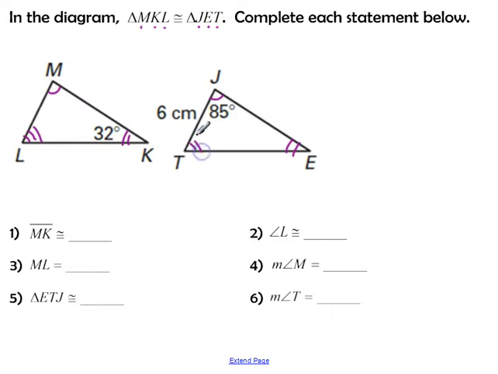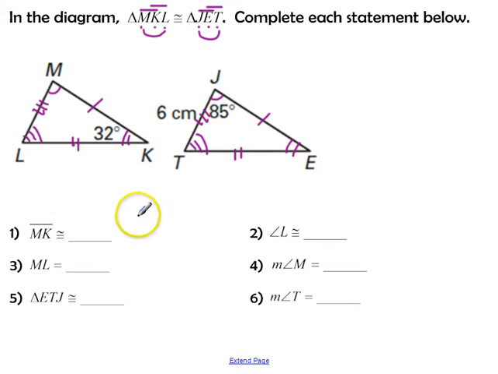Now I can tell very easily looking at my picture which angles are congruent to which angles. And we can do the same for the sides. MK is going to be congruent to JE, so MK and JE are both going to get marked with 1. KL and ET, so KL and ET. And then lastly, LM with TJ. So here's LM and here's TJ.